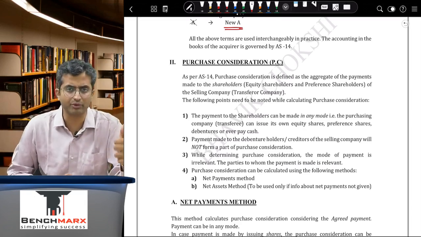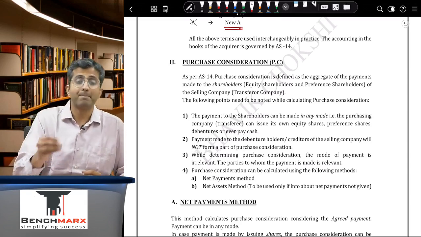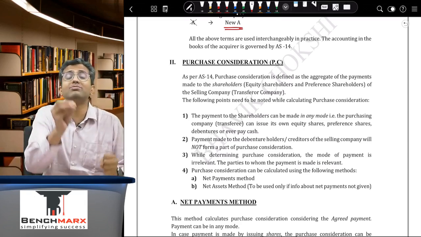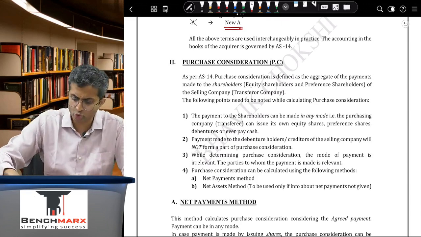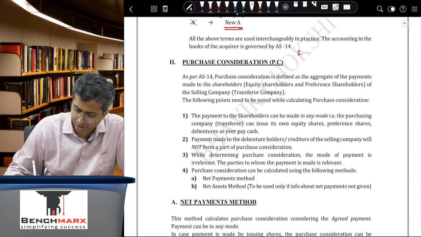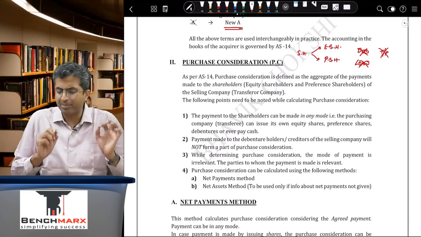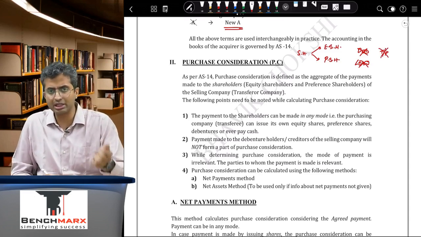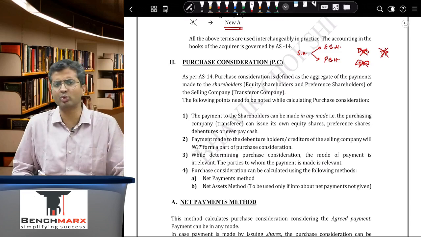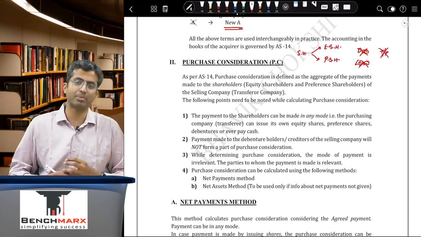First step is the calculation of PC, that is purchase consideration. PC refers to the payment which is made to the owners of the selling company, and who all are owners? Well, owners are shareholders, and shareholders can be equity shareholders as well as preference shareholders. Are debenture holders owners? No. Are loan lenders owners? No. Are trade payables owners? No. So the payment that you are making or you are agreeing to make to the owners of the selling company, that is equity and preference shareholders, is considered to be a part of PC.